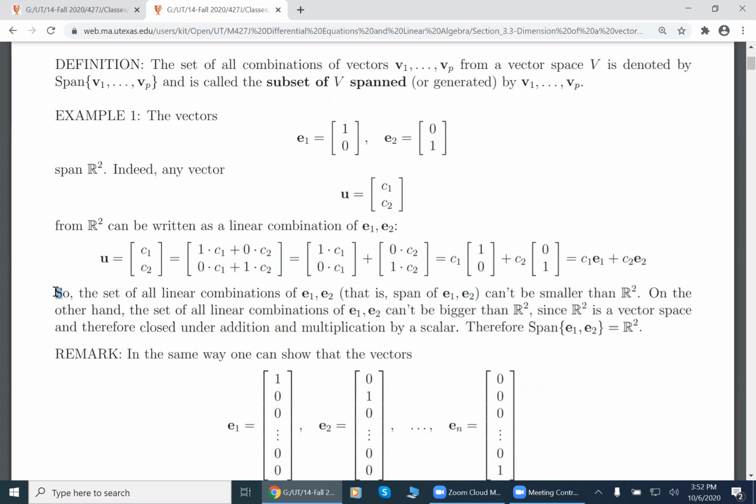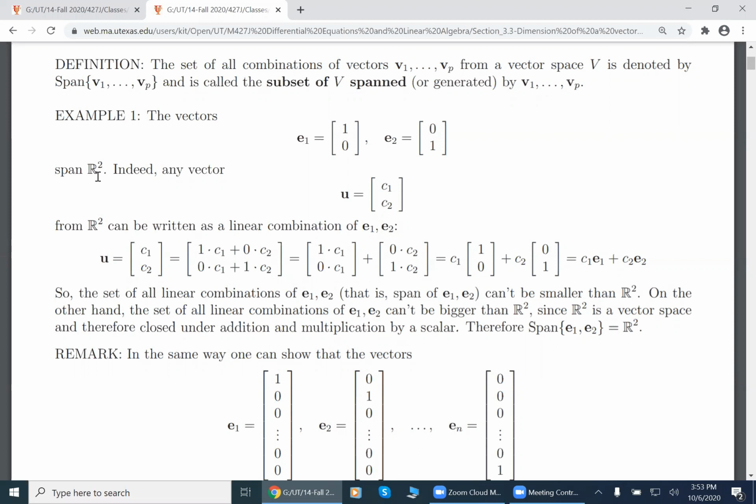Folks, questions about this example? Think about questions, take your time. Professor, I'm a little confused about what it means when it says that the span of E1 and E2 can't be smaller than R2 and can't be bigger than R2.